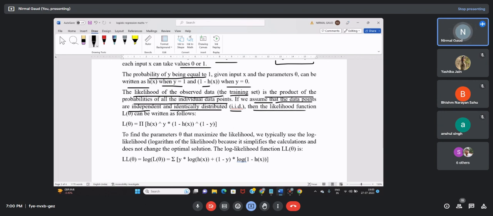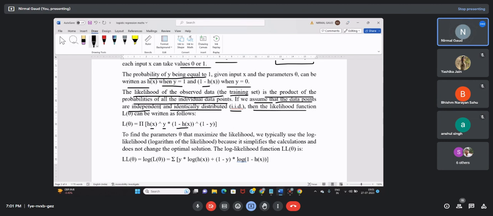Then the likelihood function L(theta) is given as the product of the probabilities. That means the value of y multiplied by h(x) and 1 minus y. Okay, I guess this is a power sign. What do you think? Is this a power sign? h(x) to the power y multiplied by (1 minus h(x)) to the power 1 minus y. Yes, it's a power sign. Okay, so we need to discuss this.